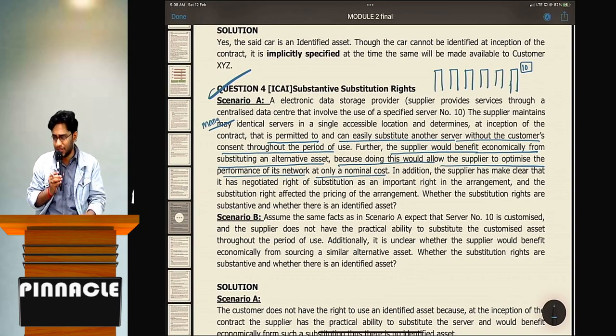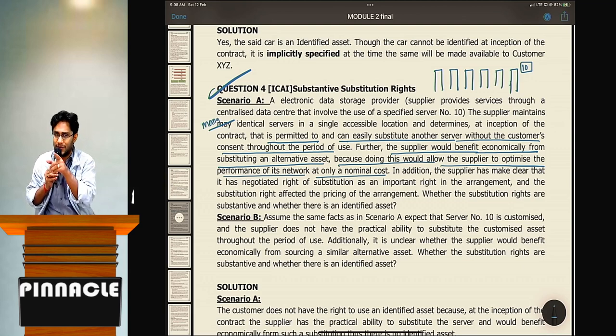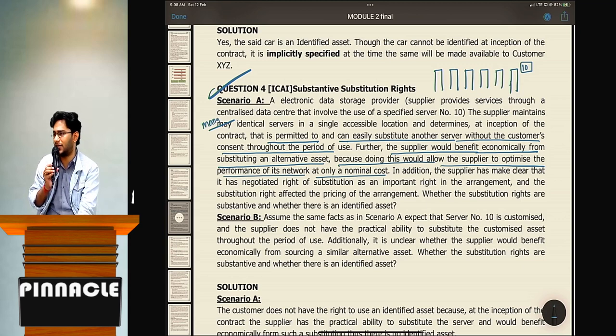In addition, the supplier has made clear that it has negotiated the right of substitution as an important right in the arrangement, and the substitution right affected the pricing of the arrangement. What he says is, even customers know that I can substitute the asset with another asset. They know that the price also is negotiated based on that only. Fantastic. The question is whether the substitution rights are substantive and whether there is an identified asset. What do you feel, sir? Substitution rights are substantive and therefore there is no identified asset, because both conditions are satisfied here.